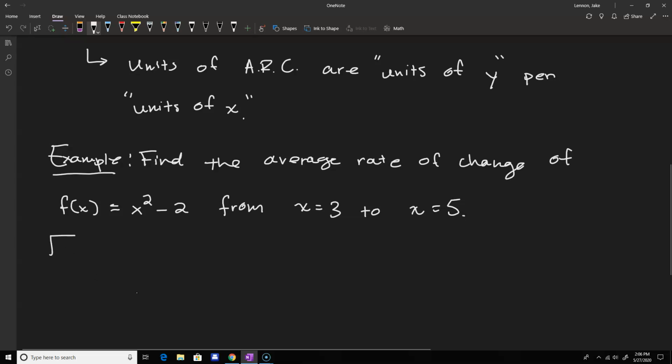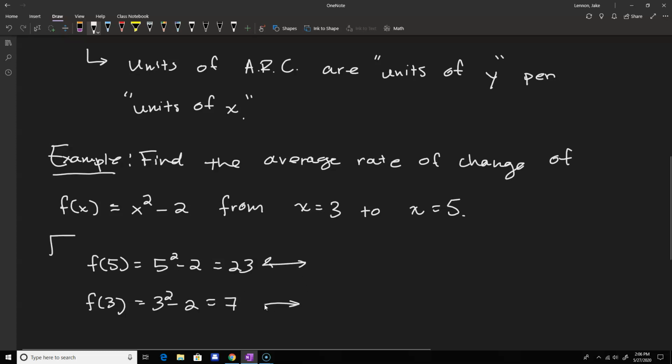Okay, so step 1, find your y values. So let's find f of 5. That's going to be 5 squared minus 2, which is 23. And then let's also find f of 3. That's going to be 3 squared minus 2, which is 7. So both of these kind of become ordered pairs. Then we just do the slope formula, right? We have 5 comma 23 and 3 comma 7. And then we just plug them into the slope formula, and that's how we get our average rate of change.